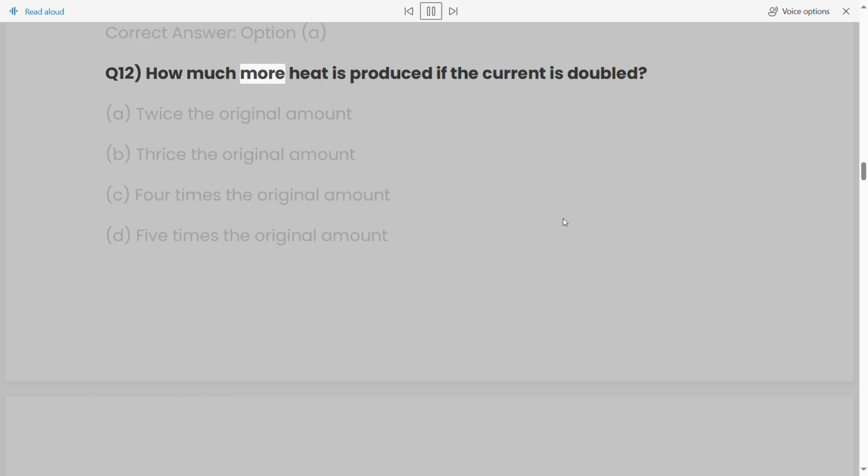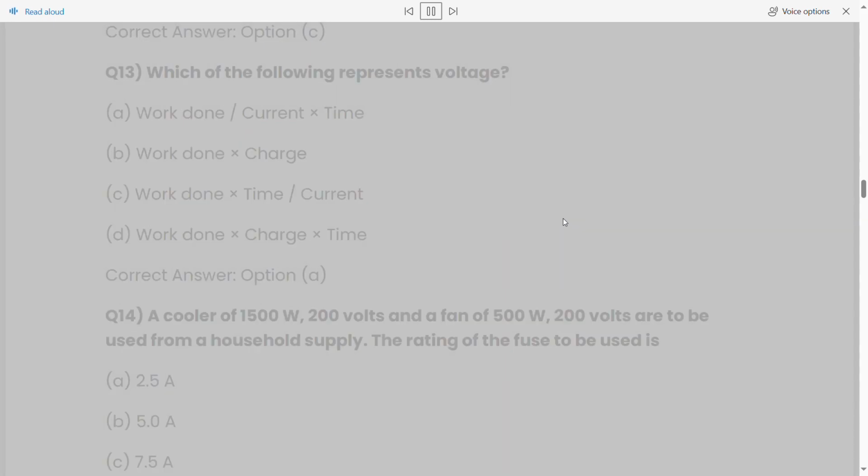Q12. How much more heat is produced if the current is doubled? A. Twice the original amount. B. Thrice the original amount. C. 4 times the original amount. D. 5 times the original amount. Correct answer option C.